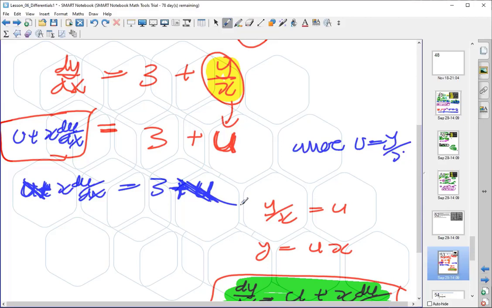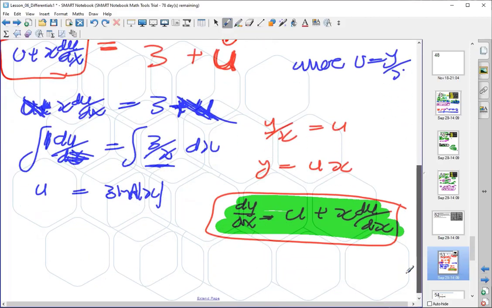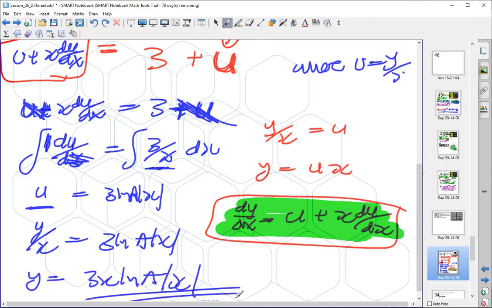An A-level student could solve that. Bring the x in. du by dx equals 3 over x. Integrate, take the dx up here. Integrate 1 with respect to u is u, equals integrate 3 over x is 3 ln x. I'll put a constant inside here. What u stood for was y over x. So y over x equals 3 ln a modulus x, and y equals 3x ln a modulus x. There's our answer. So that's how you do it when you have a homogeneous differential equation.